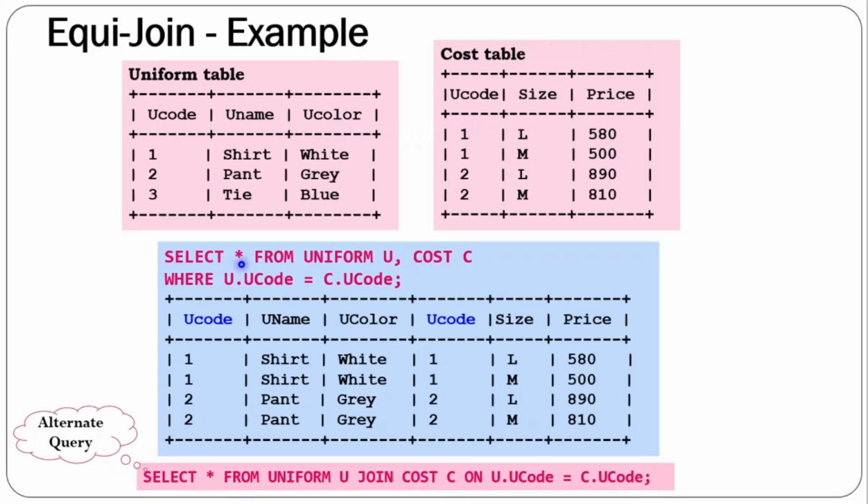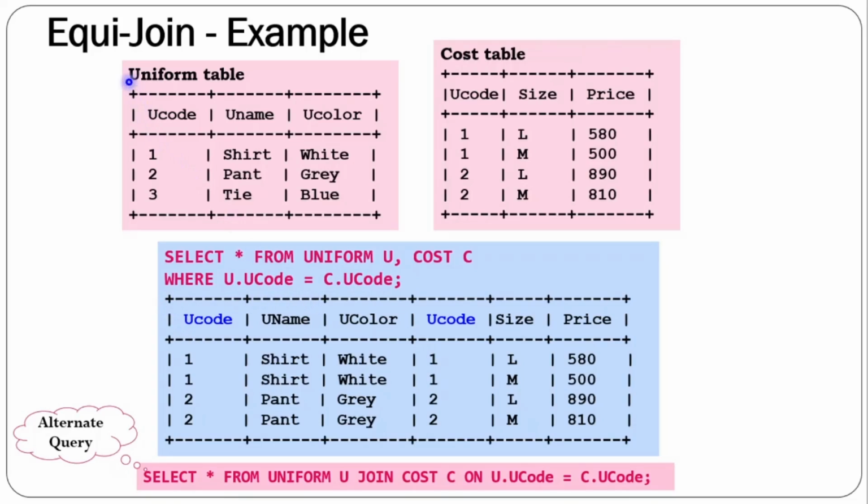Example is select star from first table name uniform, and we can specify an alias name u, comma the second table name cost. The alias name is C, and we have to give the Equi-Join condition where using the alias name u.ucode equal c.ucode. The common field is used for specifying the Equi-Join condition. So the details from both the tables will be displayed.